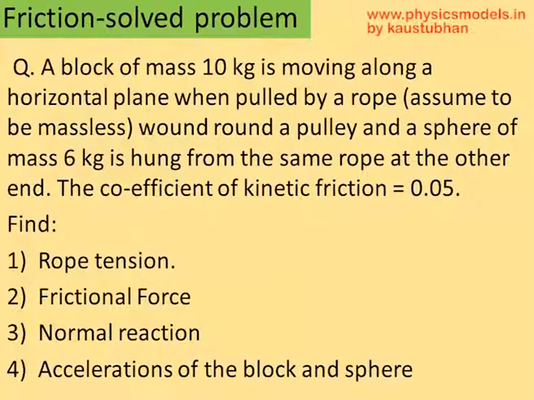The block is pulled by a rope which is wound around a pulley, and at the other end of the rope a sphere is hung, which provides the force to pull the block. The value of kinetic friction is given, and we have to find 4 things: rope tension, frictional force, normal reaction on the block, and the acceleration of the block and sphere together. So let's first draw a sketch.